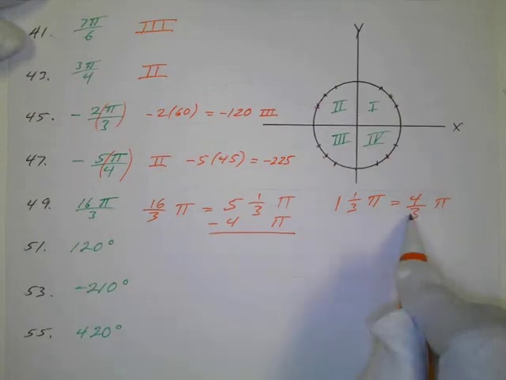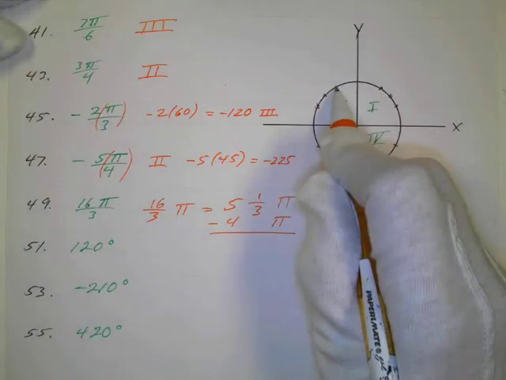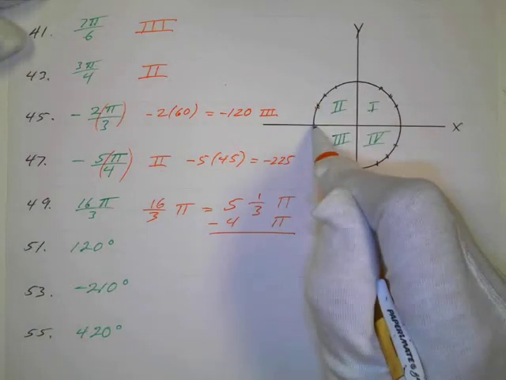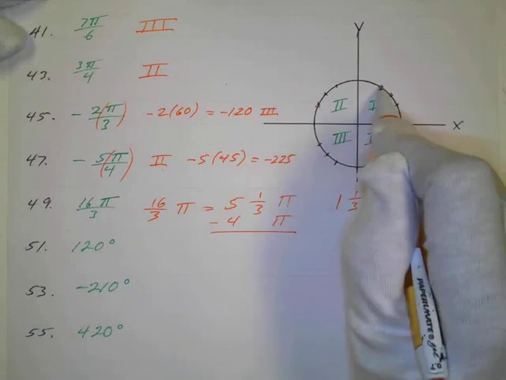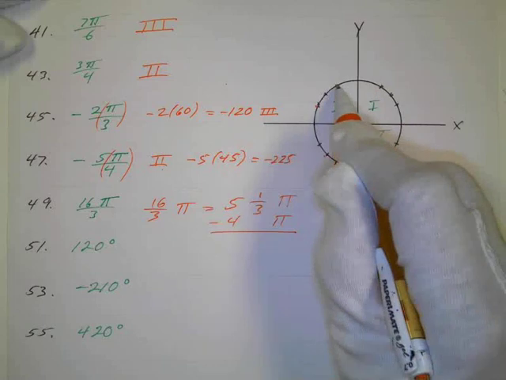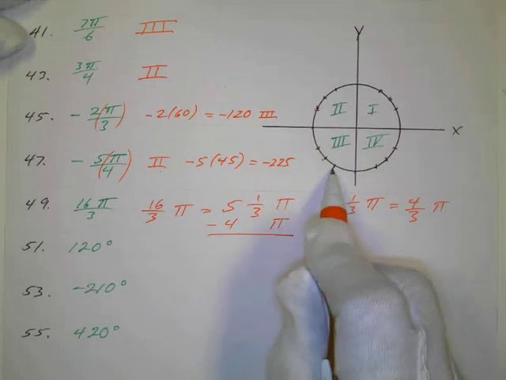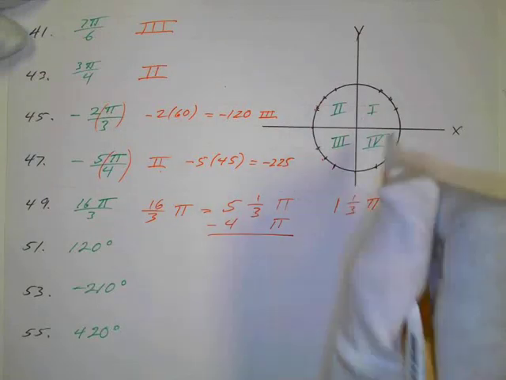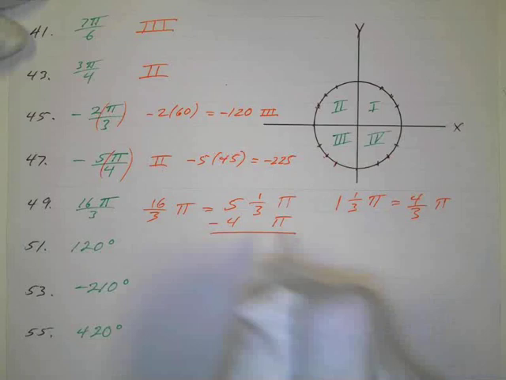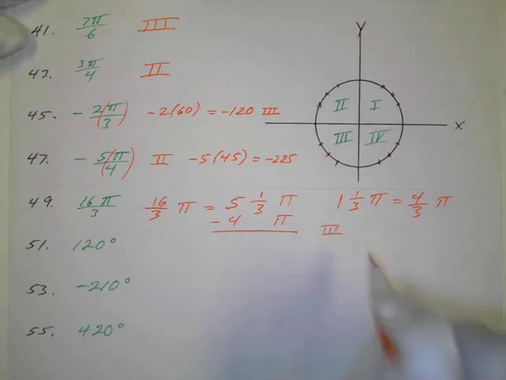So what's 4/3 pi? Well, remember, this is 1/3 pi, 2/3 pi, that's 3/3 pi or 180, and this is 4/3 pi. Okay, 1 pi over 3, 2 pi over 3, 3 pi over 3, and 4 pi over 3. Remember, that kind of hugs that line. So that's one way to look at it. So that puts us in quadrant 3. So we could say quadrant 3 that way. I'll write that over here.